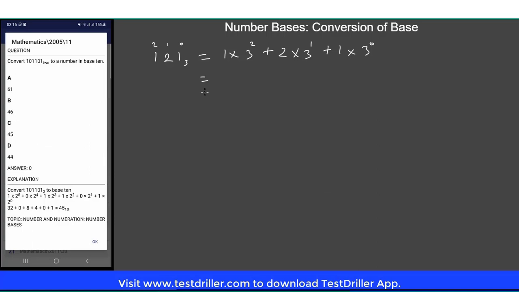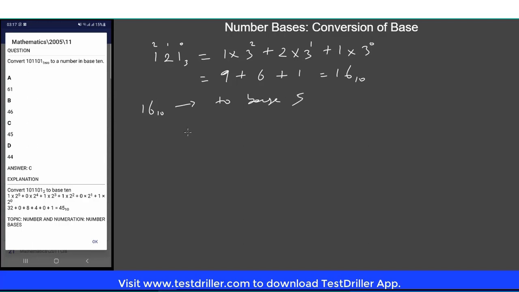So you simplify this, that gives you 1 times 3 raised to the power of 2 is 9, so this is 9. Then this is 2 times 3, that gives you 6. Then this is 1 times 1, 3 raised to the power of 0 is 1. And if you add this up, you get 16. So it means we need this 16 in base 10. So the next phase is to convert 16 in base 10 to base 5.